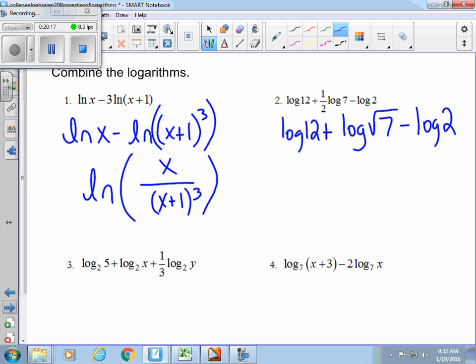Now I can combine this into one logarithm. Since there are 3, be careful. Make sure the positive ones go on top and the negative ones go on the bottom. So the only one that goes on the bottom is the 2. So you get log of 12 square root of 7 over 2. Can I simplify that a little?